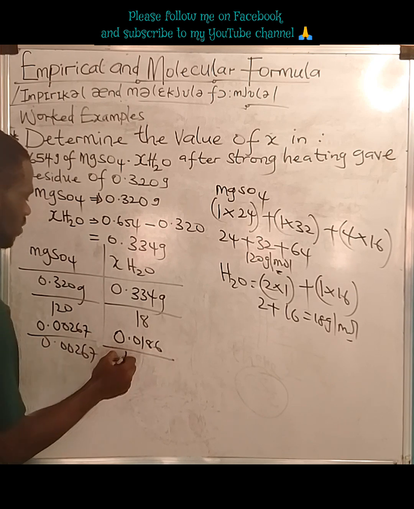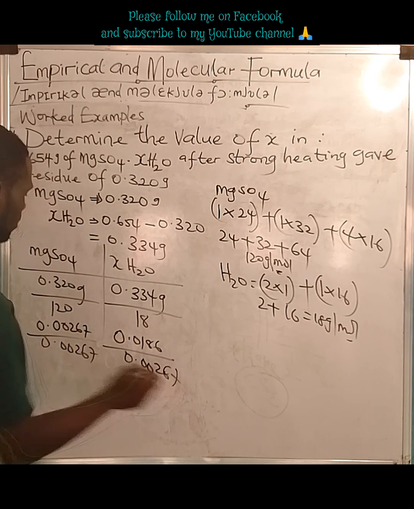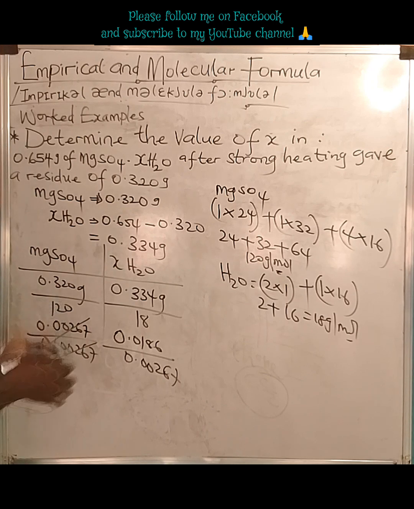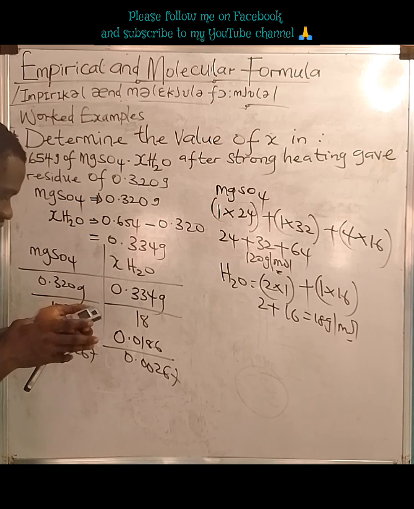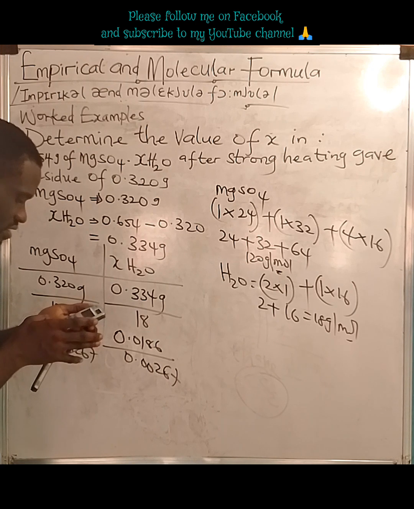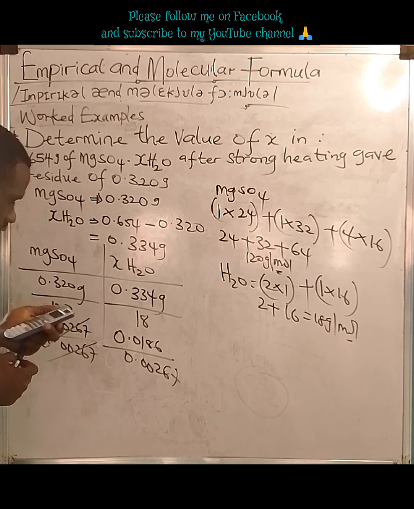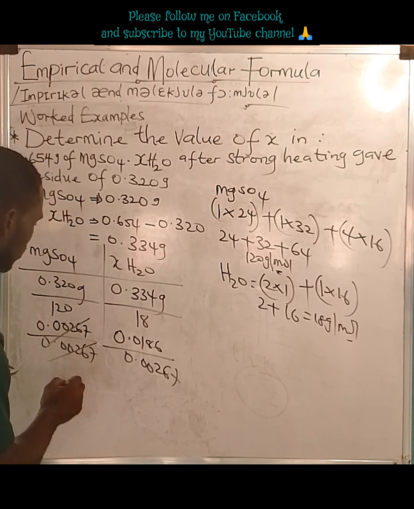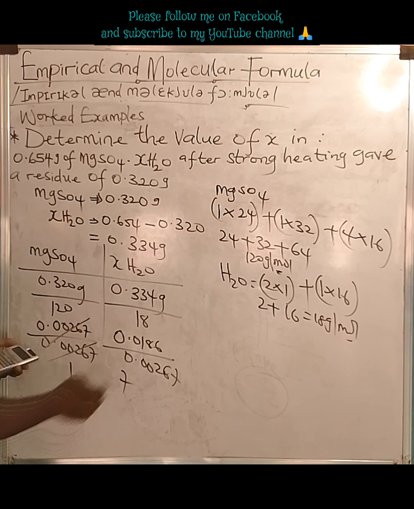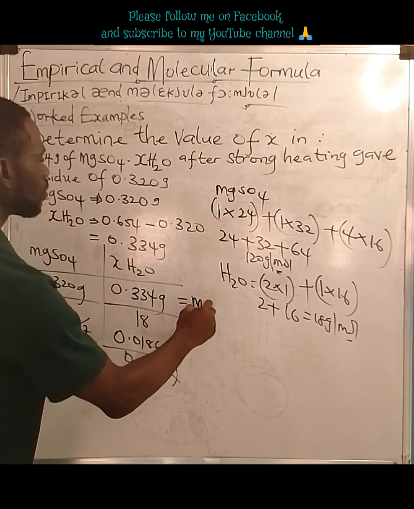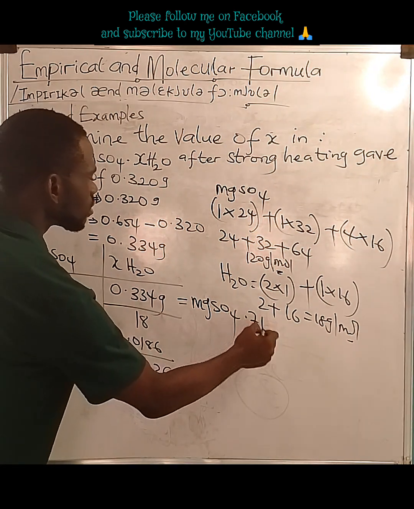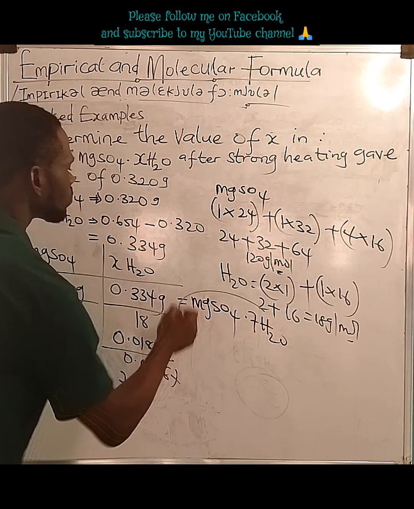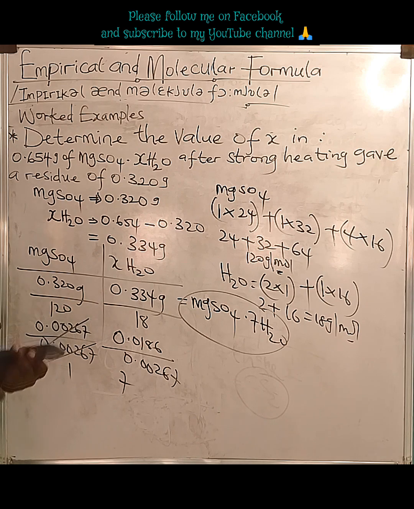0.00267 takes out this. What do we have? Let's use our calculator to check that out. 0.0186 divided by 0.00267. We have 6.9666, so approximately 7. So what we have here is MgSO4 and 7 crystals of water, as simple as ABC.